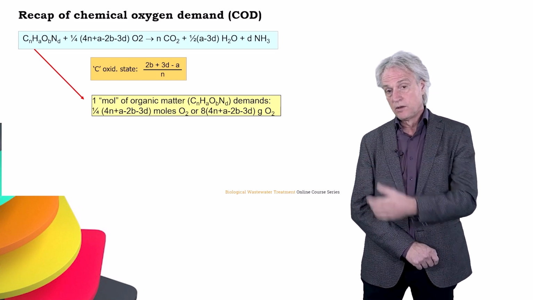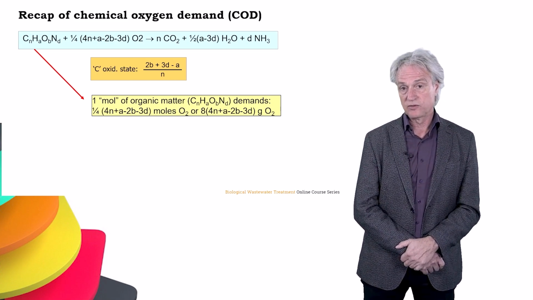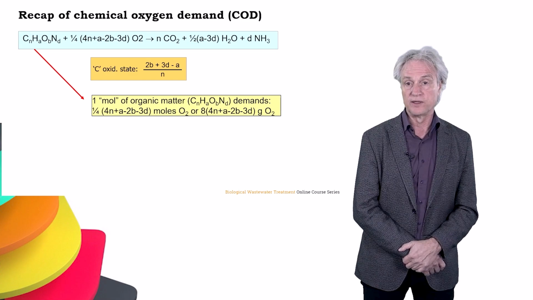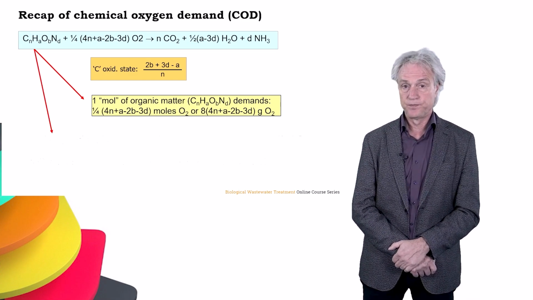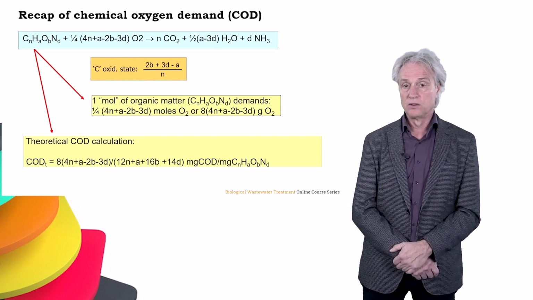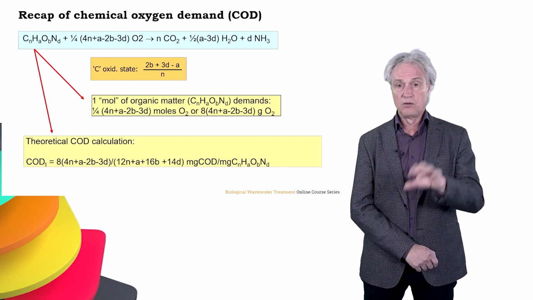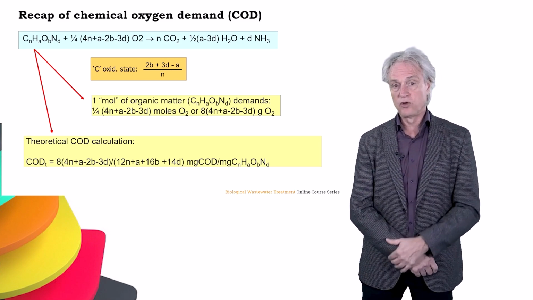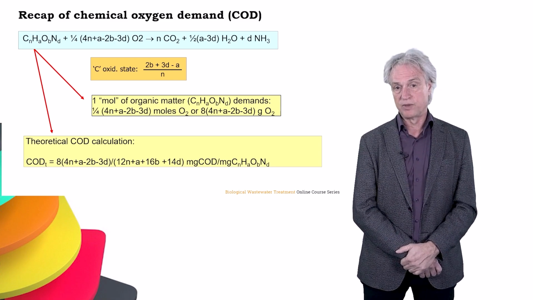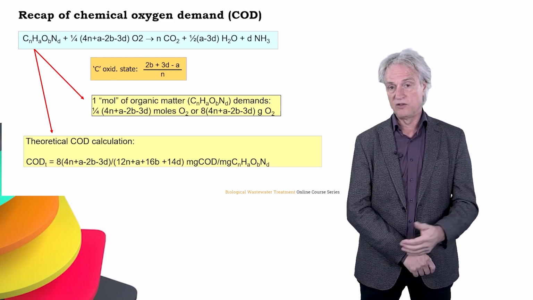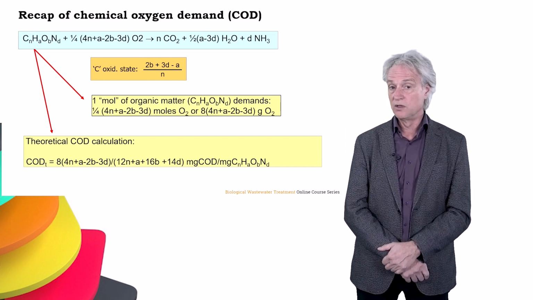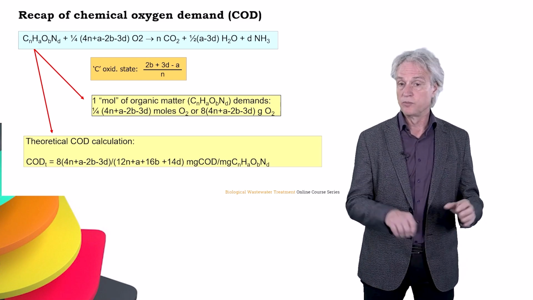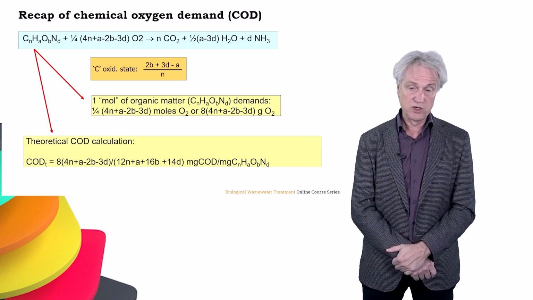Now if you then multiply this by the weight of the atoms, then we can transform them to 8 times (4n + a - 2b - 3d) grams of oxygen. And that gives us the theoretical COD calculation. So the amount of electrons being transferred divided by the weight of the compound. 12n is the carbon, a is the proton, 16b is oxygen, and 14d is nitrogen. This is the theoretical milligram COD per milligram of organic compound.